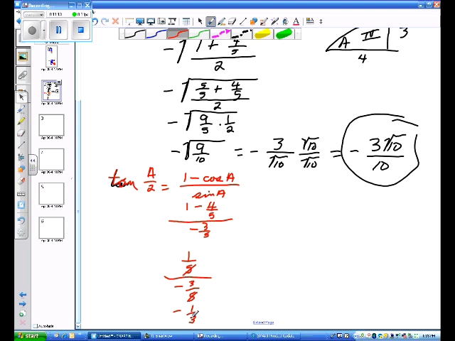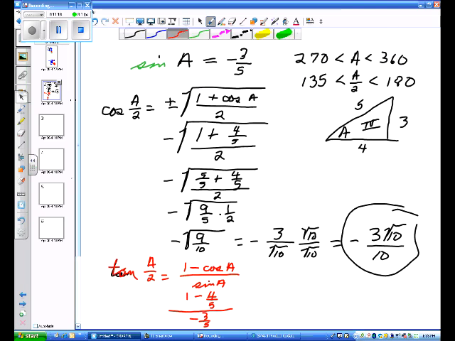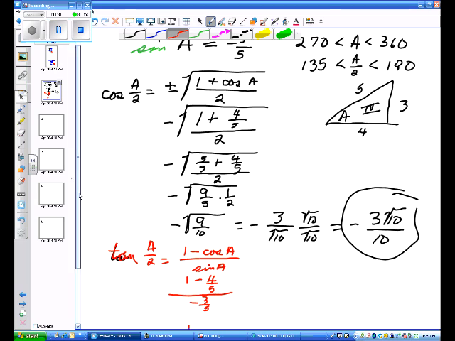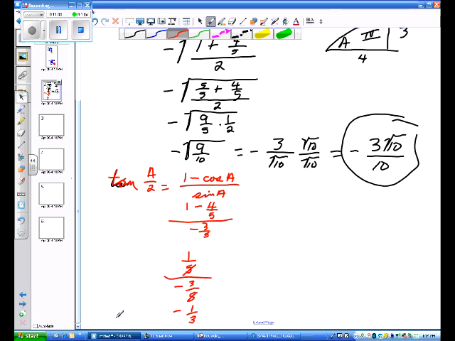So this is how we can go through, and given a value, we can come up with a function for half of that angle. And we could have done the same thing. We could have found secant, which would simply be the reciprocal. We could have found cotangent, which would have been a negative 3, the reciprocal. We could have found the sine of half the angle.